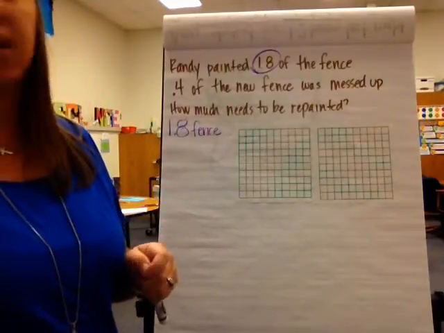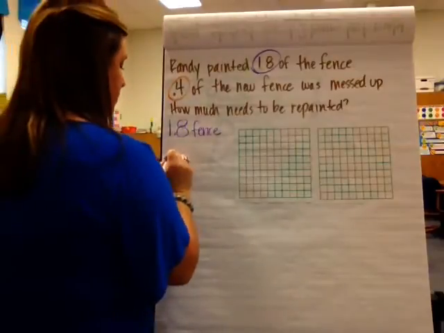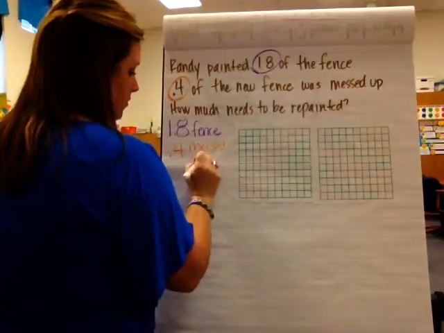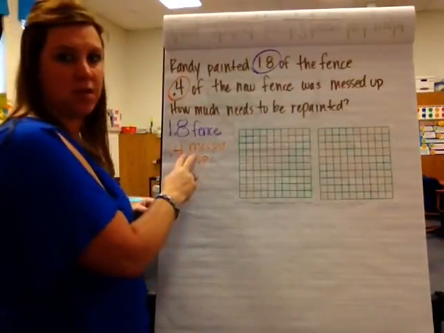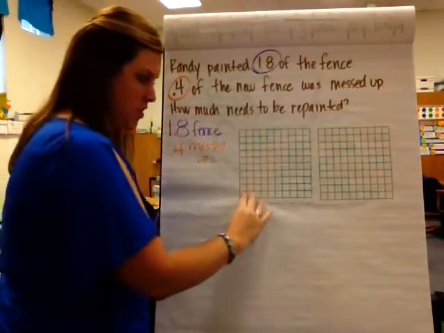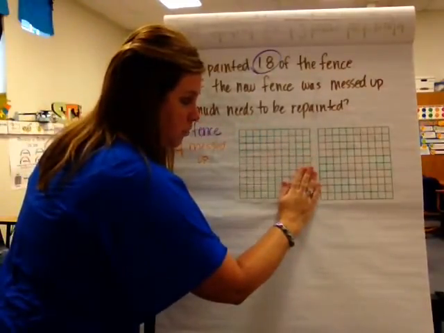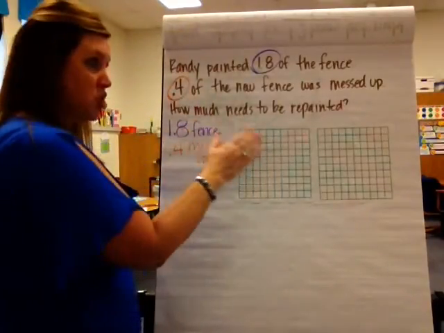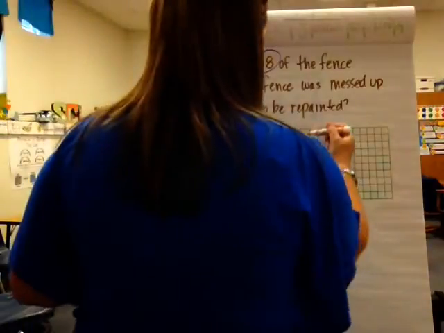Next thing I notice is that 4/10 of it is messed up. I want to know how much is messed up. I can't say 4/10, because that means 4/10 out of this one whole. Did I paint this entire thing, or this entire thing, or both? Well, how much did I paint? Let's show how much I painted on my paper.